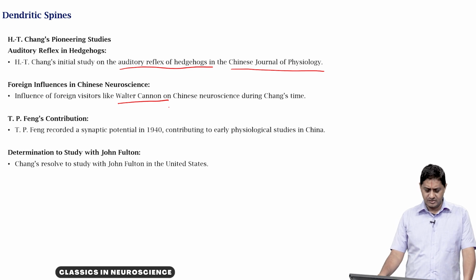Also, there was the recording of synaptic potential in 1940 by T.P. Feng, contributing to essentially early electrophysiological, neurophysiological studies in China.